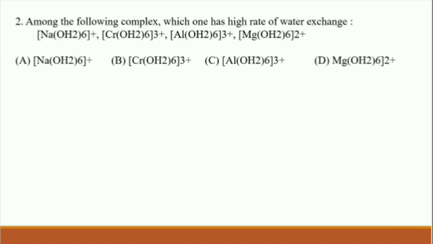Next, second question is, among the following complexes, which one has the high rate of water exchange? Na(OH2)6 plus, Cr(OH2)6 3 plus, Al(OH2)6 3 plus, Mg(OH2)6 2 plus. So we have to find the complex which has the high rate of water exchange. So we have to study the water exchange order, and I have discussed it in previous videos. So the alkali metal has high water exchange. So which is the alkali metal? The sodium. So option A is the right answer.